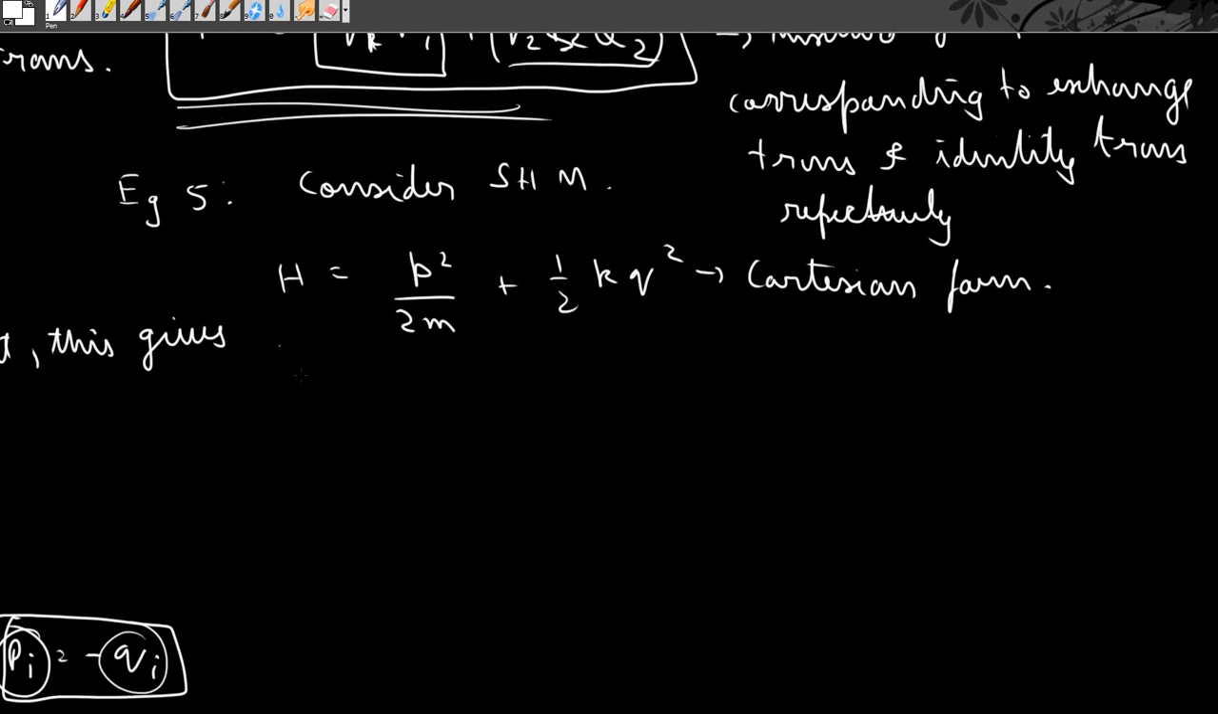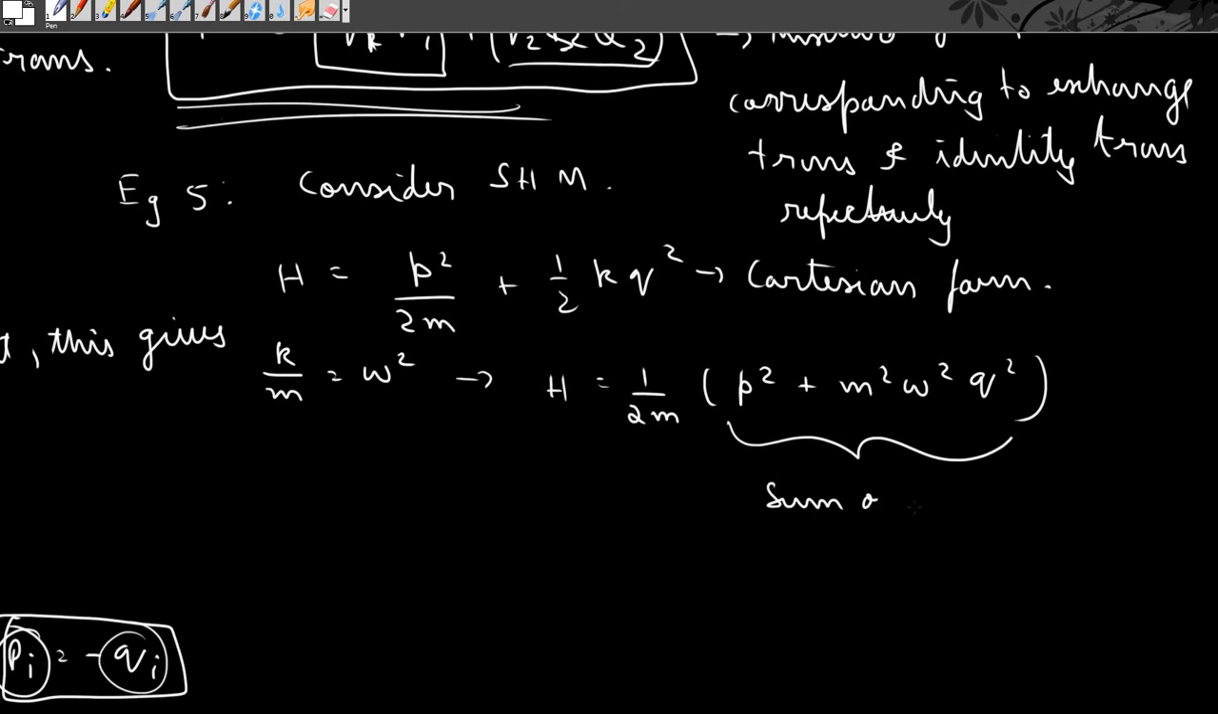Okay, so here we are going to call k by m as equal to the square of the characteristic frequency, omega. If we write the Hamiltonian in this form, we will have H is equal to 1 by 2m (p square plus m square omega square q square). Now if you notice, this is a sum of squares, and if we want to have a canonical transformation such that, for example, our new generalized coordinates should be cyclic in this Hamiltonian, then we can define the following transformation.